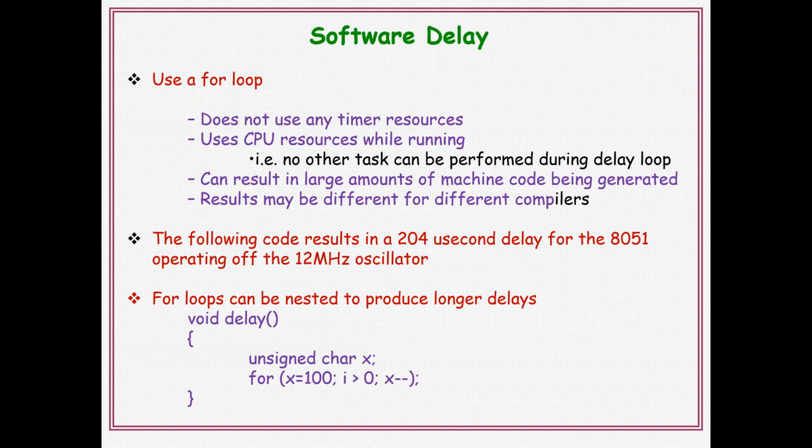Software delay. Use a for loop. It does not use any timer resources, but it uses CPU resources while running. That is, no other task can be performed during the delay loop. It results in large amounts of machine code being generated, and the results may be different for different compilers.